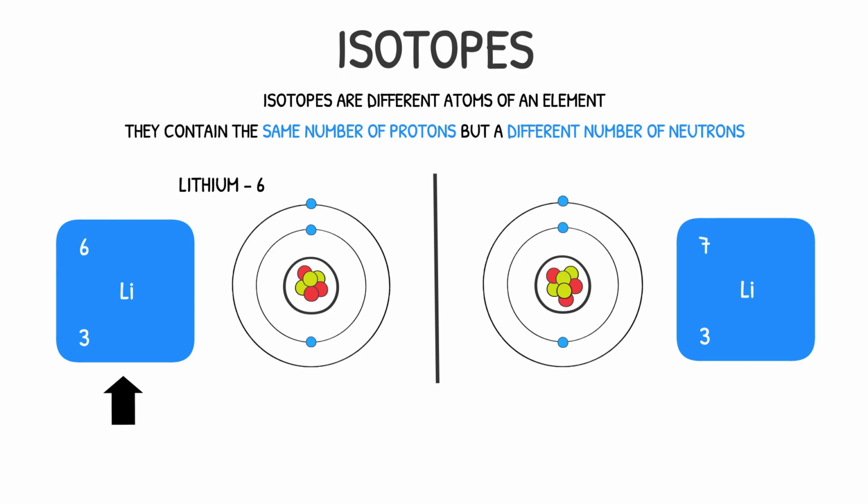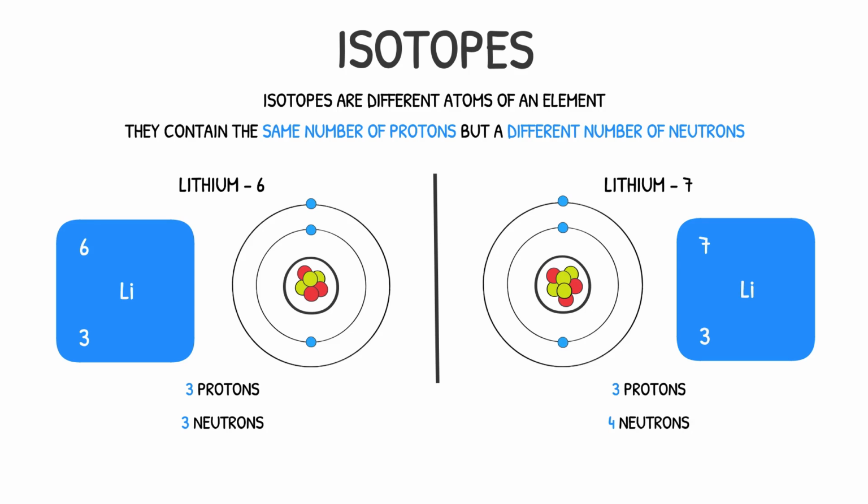This is lithium-6, as it has a mass number of 6, and this is lithium-7, as it has a mass number of 7. As both lithium isotopes have an atomic number of 3, both of these atoms contain 3 protons in their nucleus. To calculate the number of neutrons, we must subtract the atomic number from the mass number. Lithium-6 has 3 neutrons in its nucleus, and lithium-7 has 4 neutrons in its nucleus. Now that we've calculated the subatomic particles in each of these atoms, we can see that they are both isotopes of lithium, as they have the same number of protons, but a different number of neutrons.